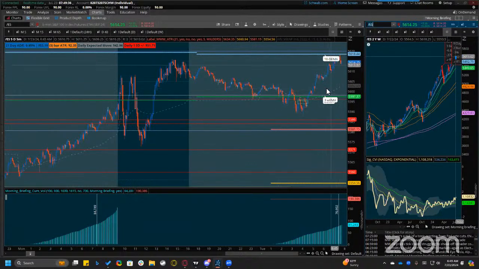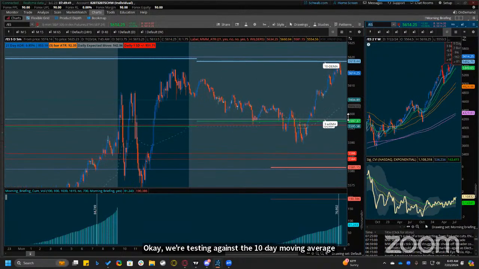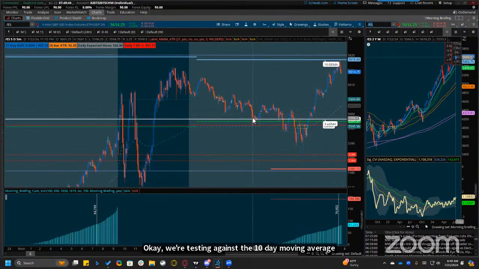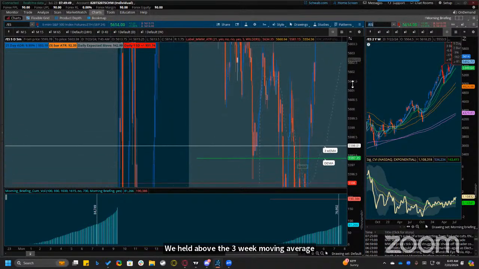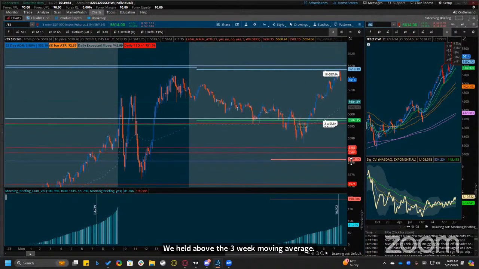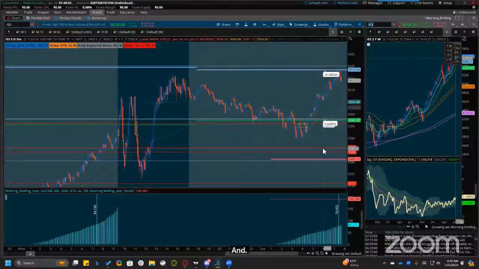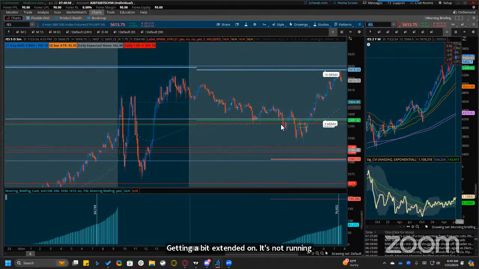Okay, we're testing against the 10-day moving average from below. We held above the 3-week moving average and the 20-day moving average. Getting a bit extended on VWAP. It's not running up with us as strong as I would like it to. If we get overextended from VWAP, we generally come back to it.